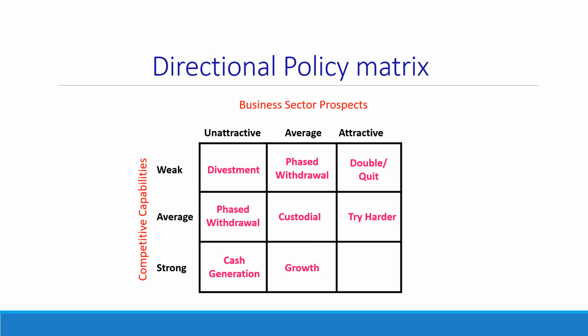And the last one is the most important one, where the business sector prospects are attractive and the company is also very strong. Here they can become the market leader by allocating additional resources. And once the market leadership is established by innovation, they have to maintain their leadership position. So these are the strategies that a firm can choose with the directional policy matrix.